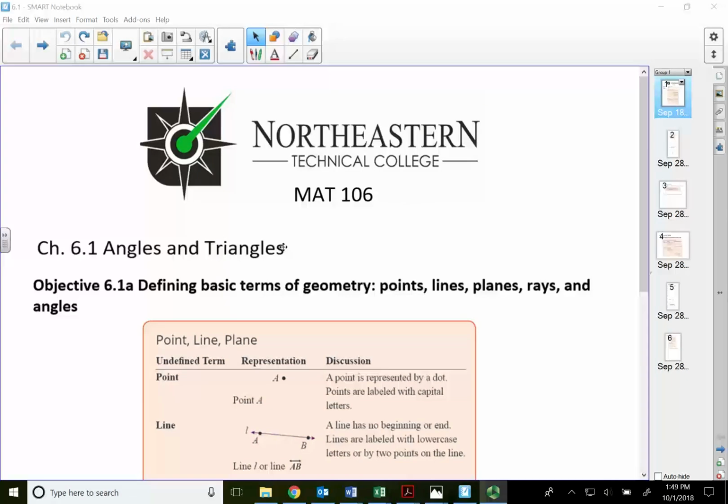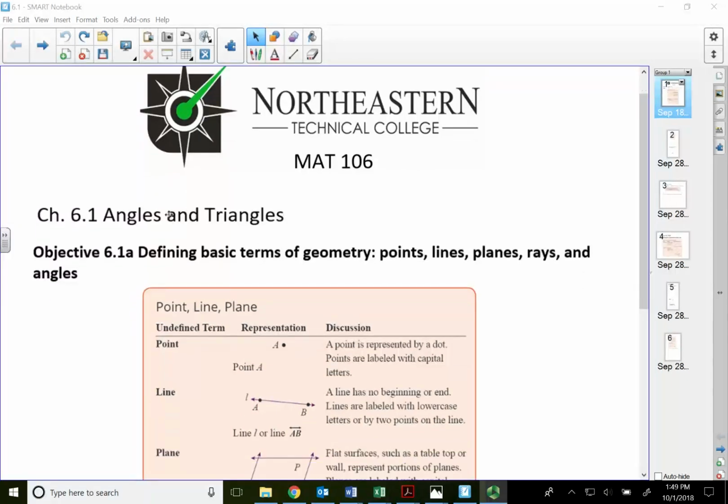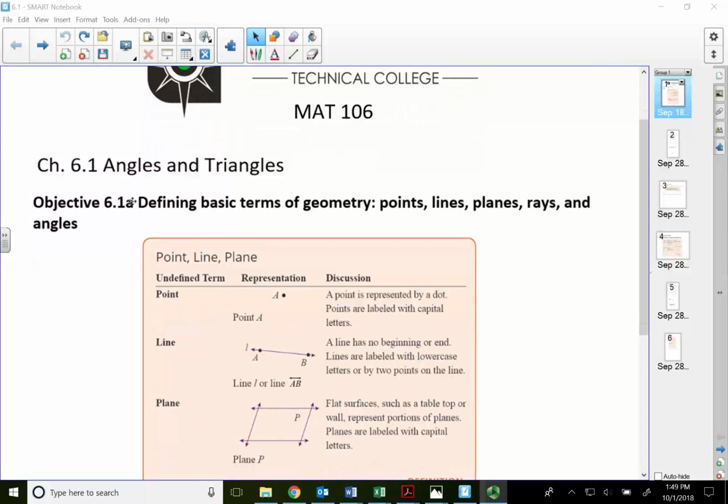Welcome to Module 6.1, Angles and Triangles. So in this lecture video, let's take a look at some basic terminologies for geometry.